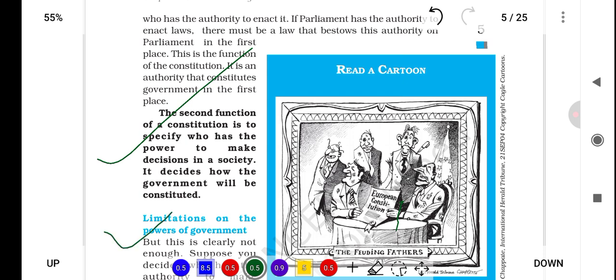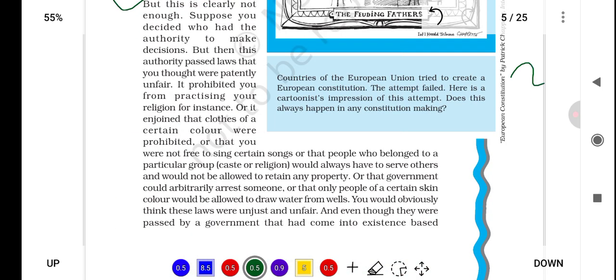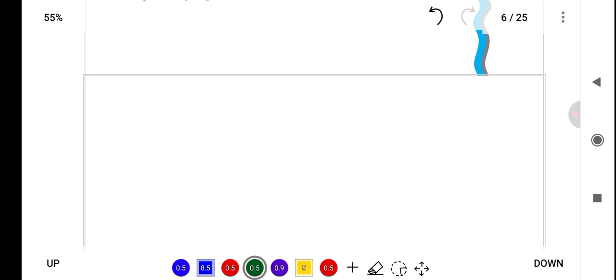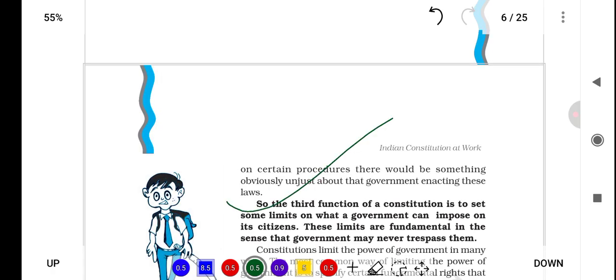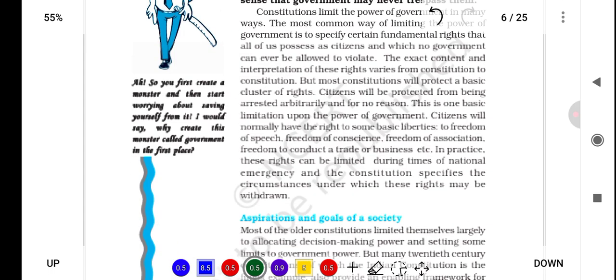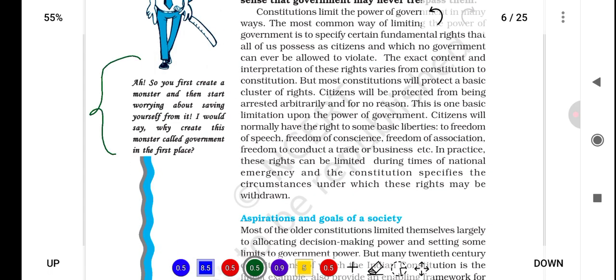Limitations on the powers of government. This is a cartoon. They are the founding fathers of the European constitution. You can pause the video and read it. Then the third function of a constitution is to set some limits on what a government can impose on its citizens. These limits are fundamental in the sense that government may never trespass them. Read this. Aspirations and goals of a society.